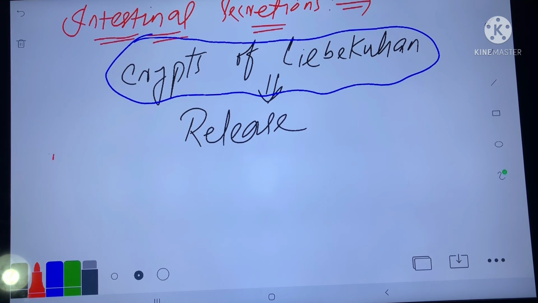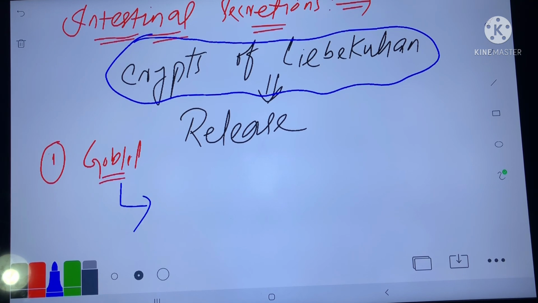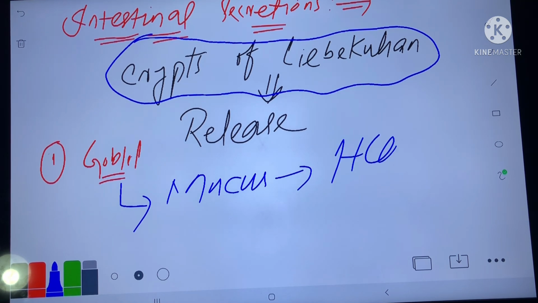Among them, number one, we have surface or goblet cells. What do these cells do? They secrete mucus, and this mucus is rich in bicarbonate ion. So any acidity that comes from the stomach, this mucus protects the intestine from it. So it does the acid neutralization of the intestine.